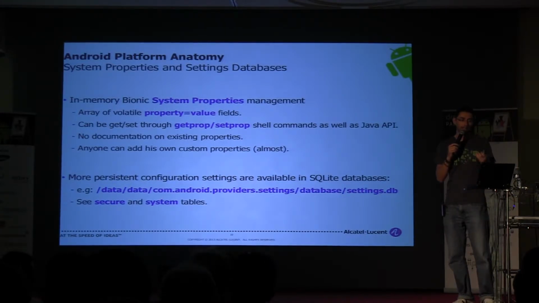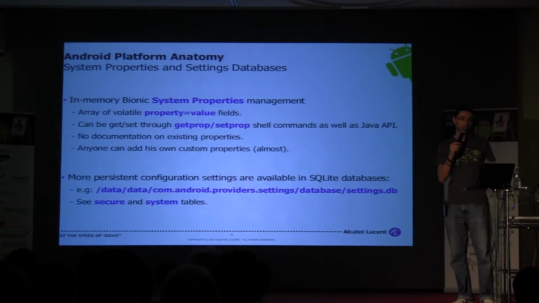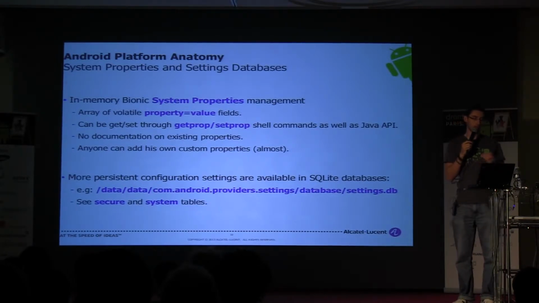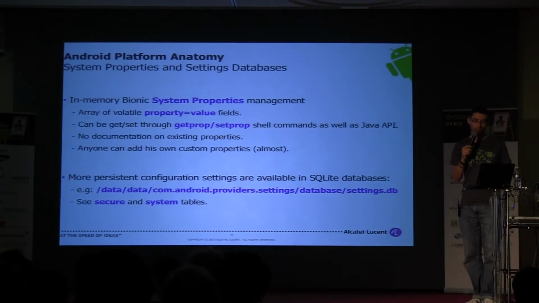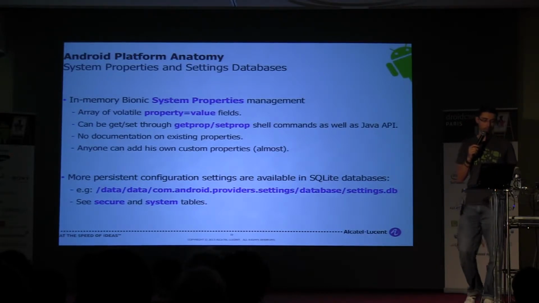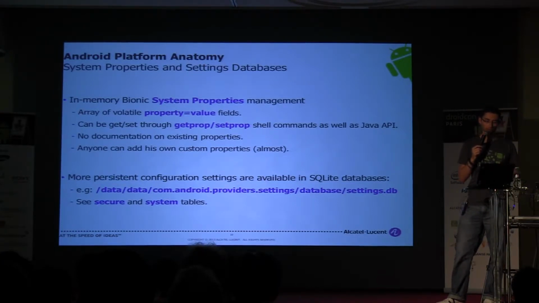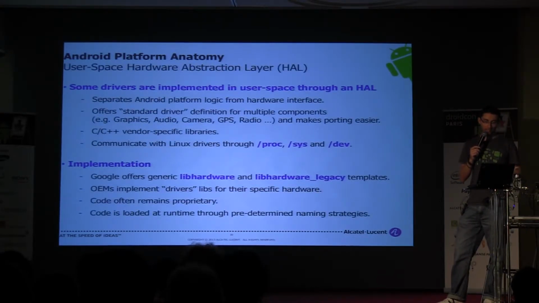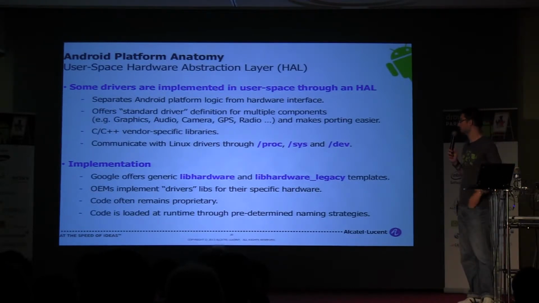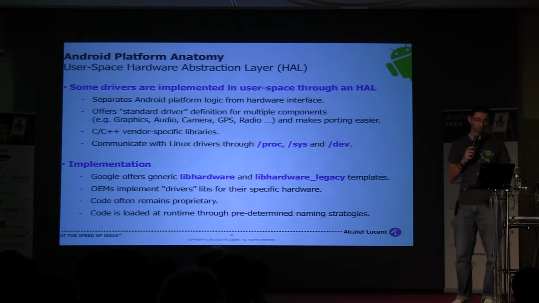All these properties are actually staying in memory, so every time you reboot the device, these kinds of properties just get wiped out. They also have many SQL databases. Secure and system tables are the most well-known. And one of the big differences with Linux is the user space hardware abstraction layer, which we call the HAL.